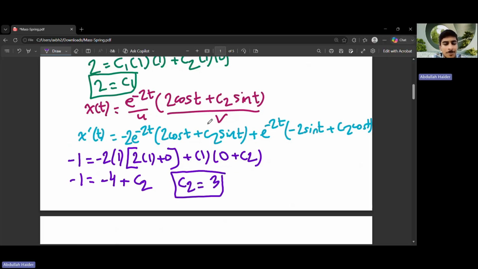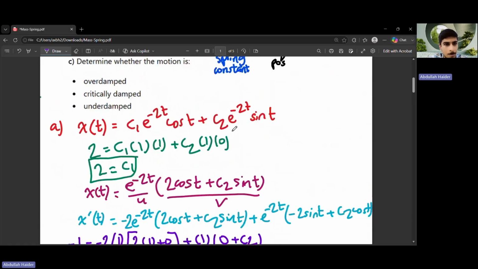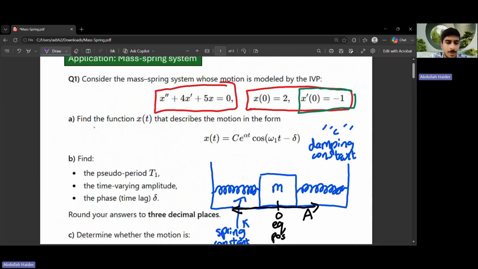So you have your c1 and c2, and you can finally write your x of t equation: x of t is equal to e power -2t times (2 cosine t plus 3 sine t). This is your final equation for x of t. But here, they want to find the function x of t that describes the motion in this form. They want it in this form.